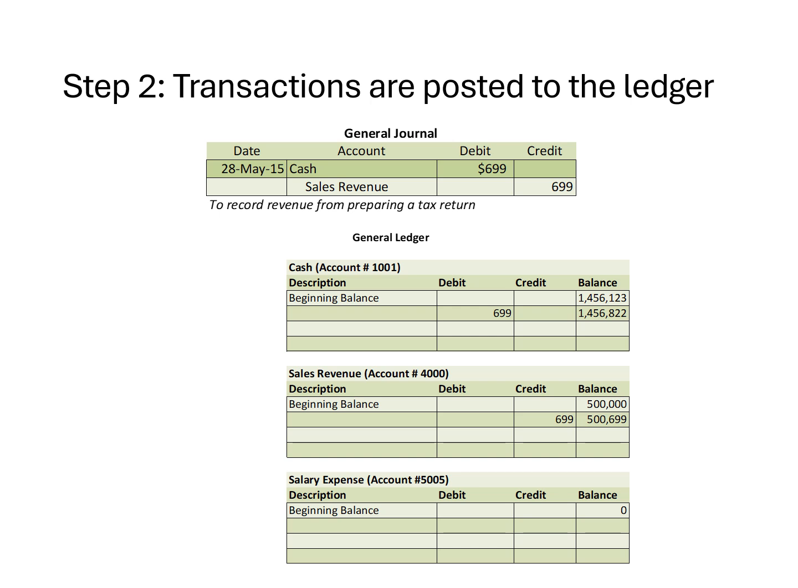Then we need to do the same thing for sales revenue. We're going to post that to sales revenue. So we find our sales revenue account and we credit it for $6.99, which adds to that account. So this is called posting, and I'll show you why we call it posting.